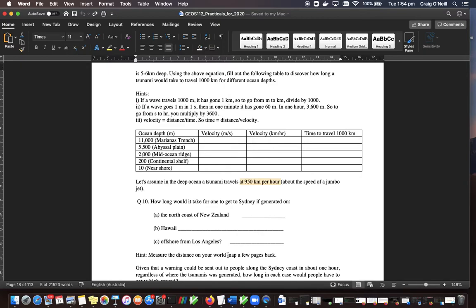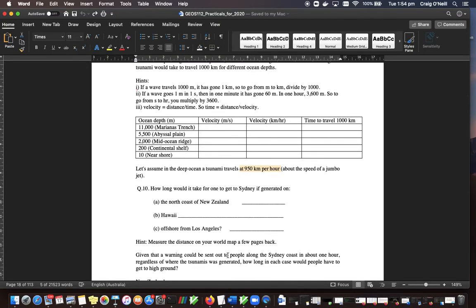Now, there was a world map a few pages back if you wanted to try and get the distances from those. You can also look at flight paths from Google. From Sydney to Auckland, for instance, is a bit over a few thousand K. Hawaii is about 8,000, LA is about 12,000. Work out what those distances are and then use this equation again.